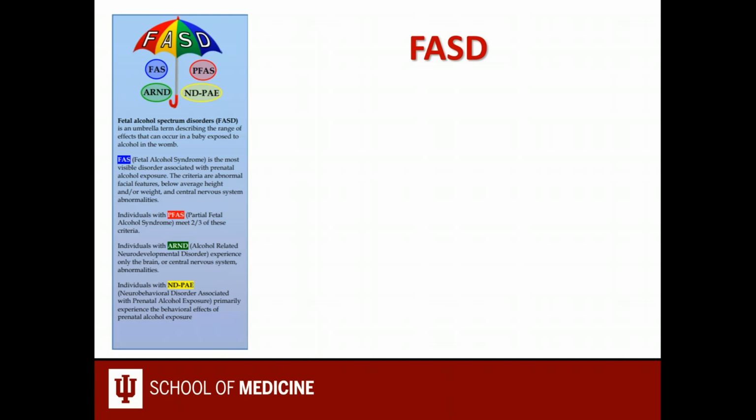There are a number of individuals who might also have what we call partial fetal alcohol syndrome, where they meet some of these features, but not all. Then we go to that green part of the umbrella. These are people who meet what's called alcohol-related neurodevelopmental disorder. These would be individuals that perhaps don't have the facial features we so typically think of, but perhaps have some changes that we can see on MRI in the brain, or perhaps some central nervous system abnormalities. So we have to look a little bit more detailed in order to be able to document some problems. And then we have what's called neurobehavioral disorder associated with prenatal alcohol exposure, or ND-PAE. Those are primarily individuals that have behavioral effects of prenatal alcohol exposure.